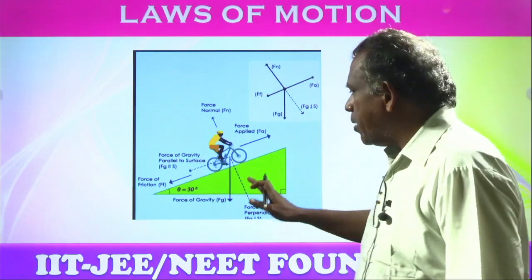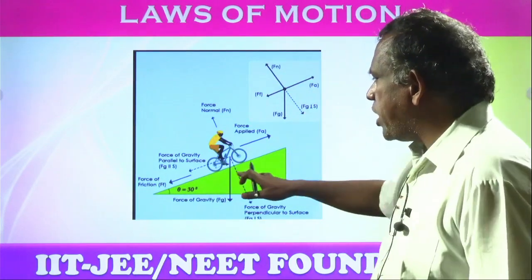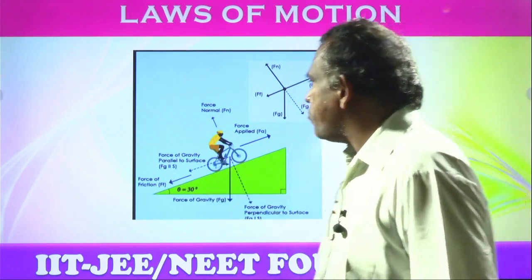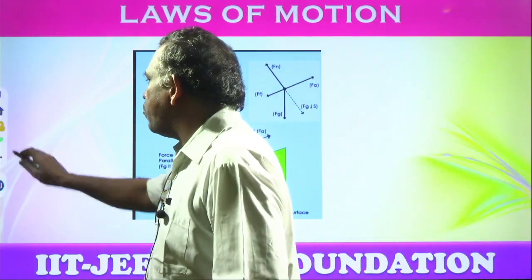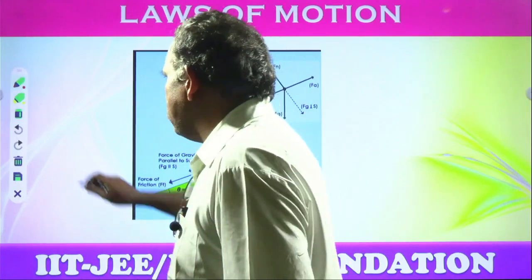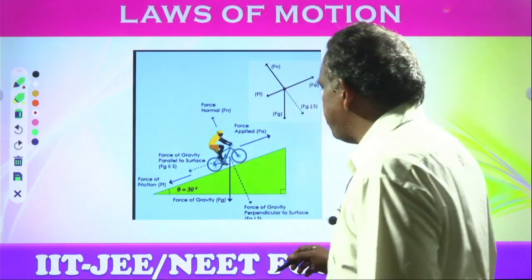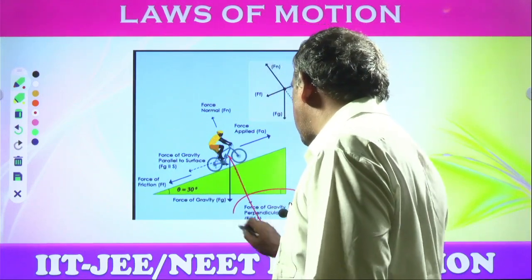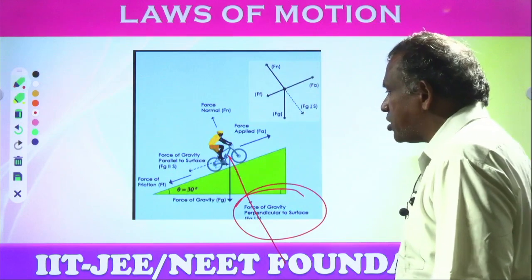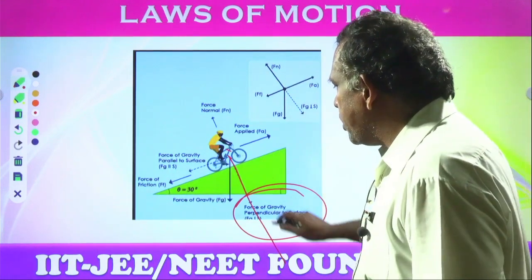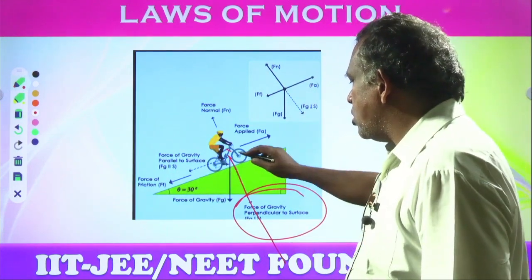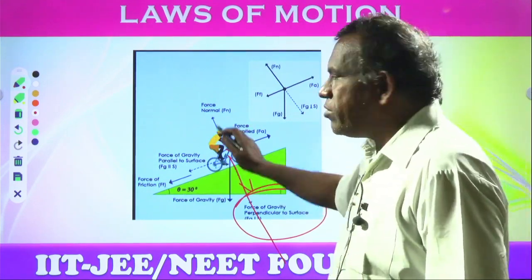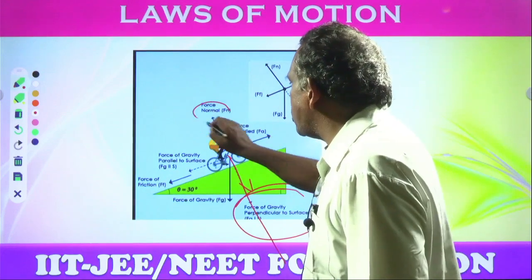So here a person is riding a bicycle, with some inclination here. If you observe carefully, how many types of forces are there? There is a gravitational force, which is perpendicular to the surface. Opposite to the gravitational force there is a normal force.